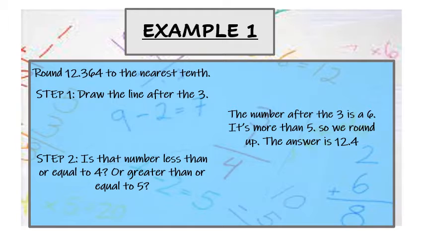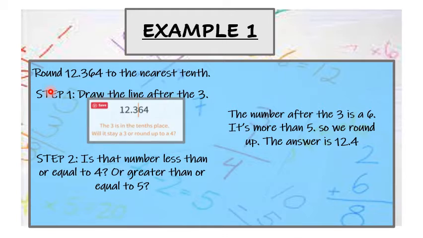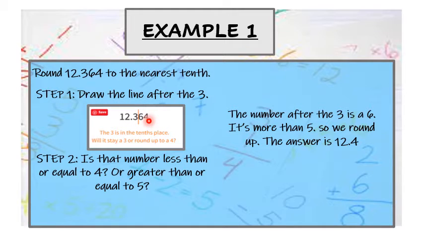So let's see an example of what it looks like when we round to the nearest tenth. The number we're rounding is going to be 12.364. That's right here, 12.364. So first thing we're going to do is we're going to draw a vertical line after the 3 that's in the tenths place. And that's shown here, 12.364. Here's our vertical line, okay? And so this is the number that we're looking to round. Are we going to round it up or not?